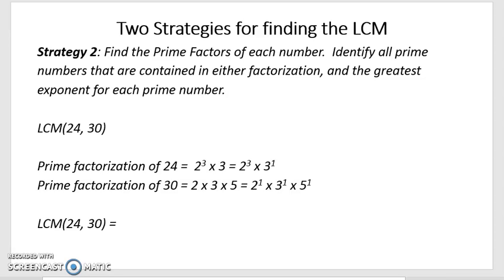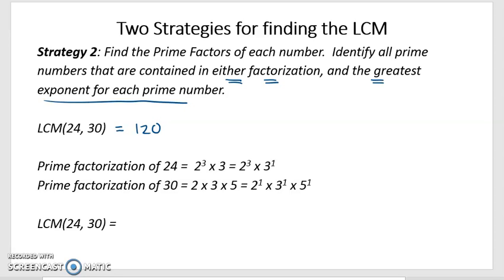Then identify the prime numbers that are contained in either factorization. It doesn't have to be common to both, it has to be present. And then identify the greatest exponent for each of these prime numbers. So we already know that the LCM of 24 and 30 is 120. Let's confirm that with the prime factorization method.